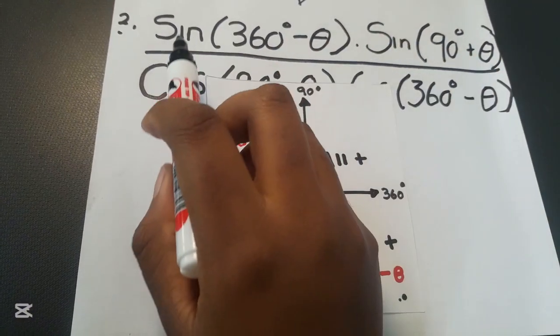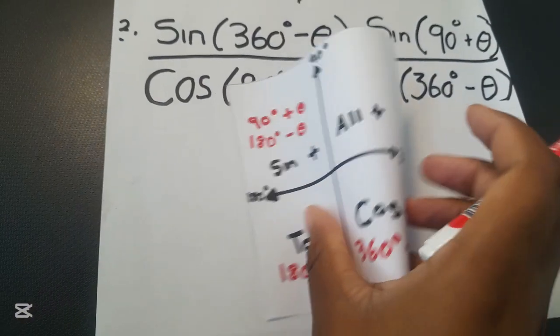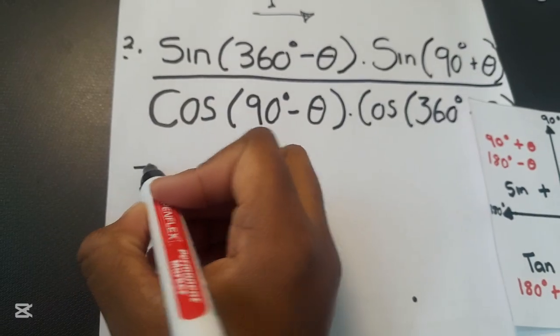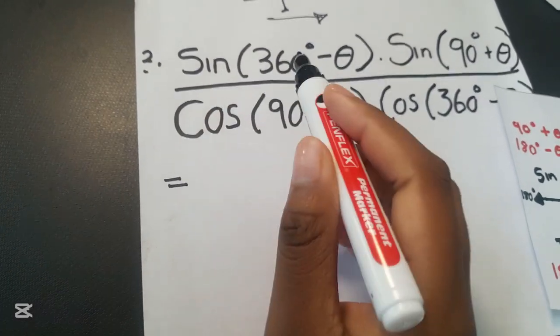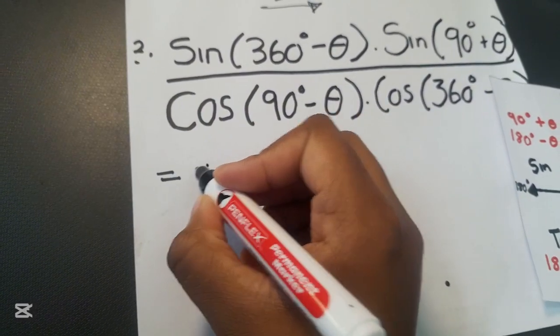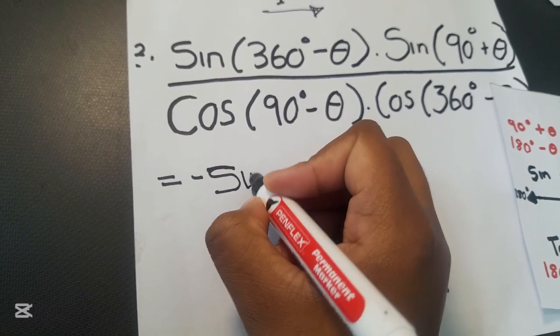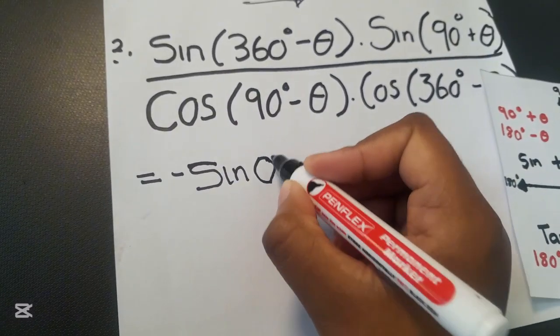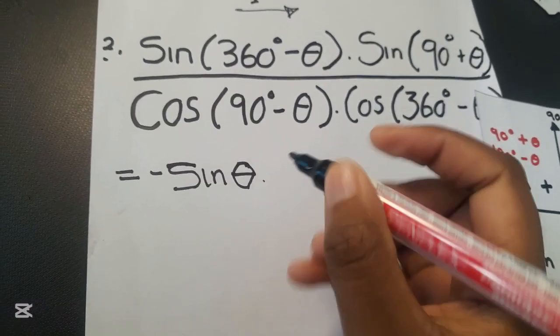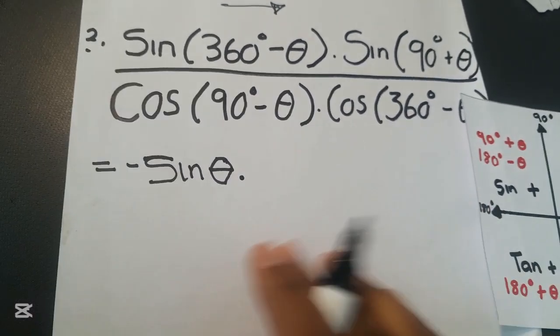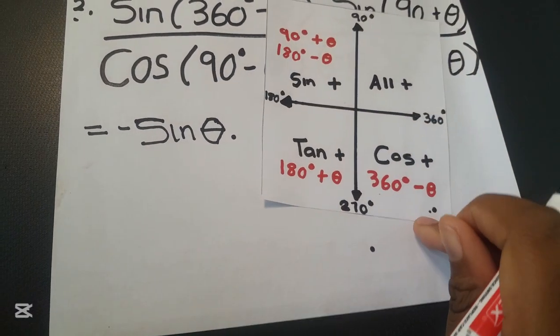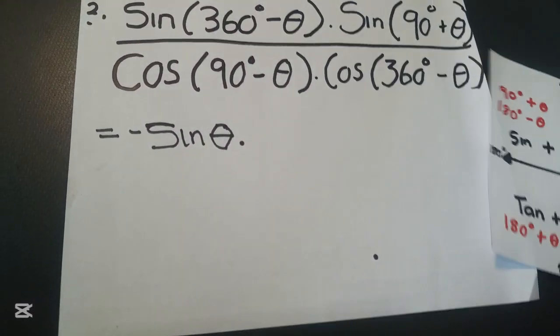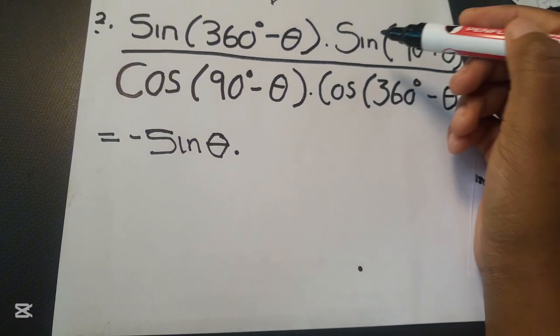Here we are given sine instead of cos, so this is going to reduce into negative sine theta, because it's only cos that is positive in the fourth quadrant. So let's move to the second one.